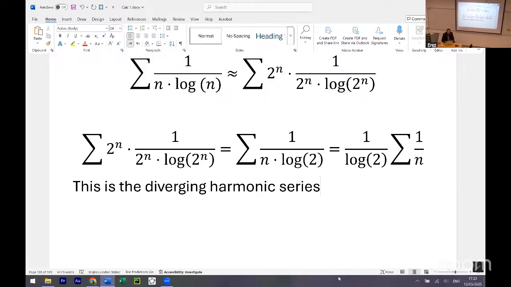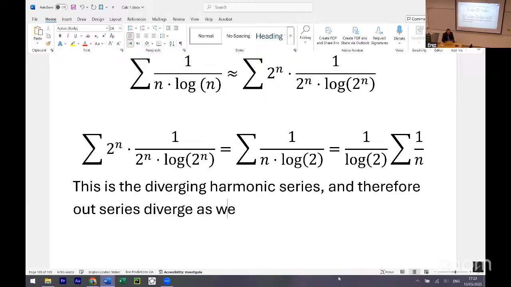Okay. And this is the diverging harmonic series, and therefore our series diverges as well.